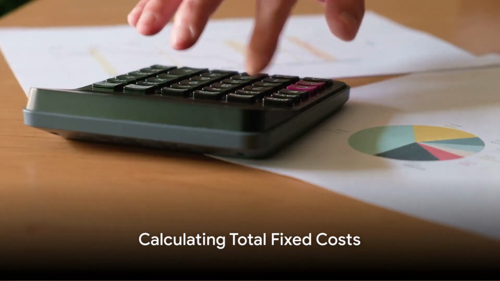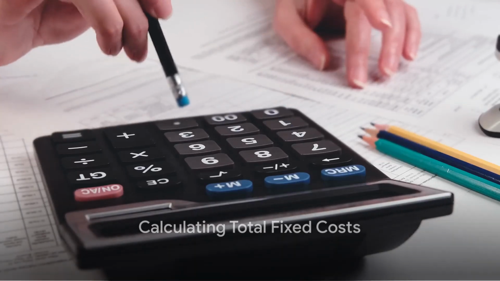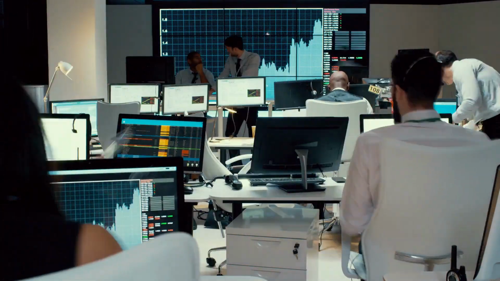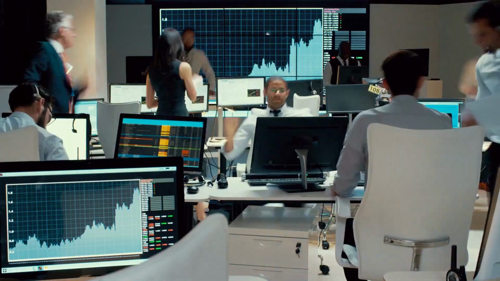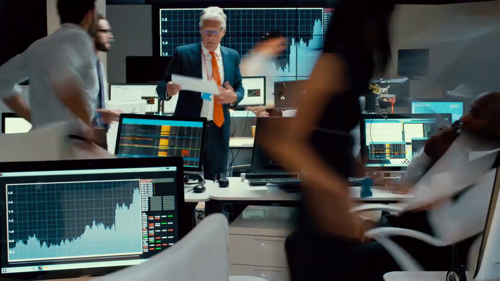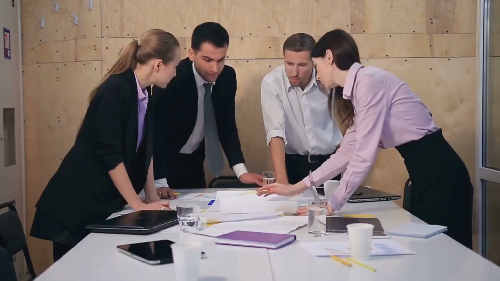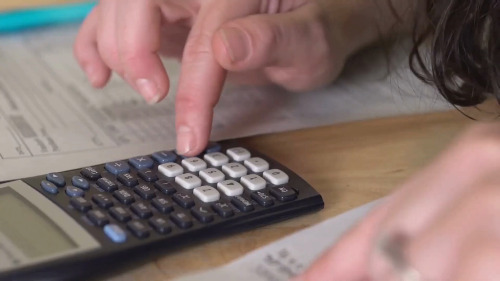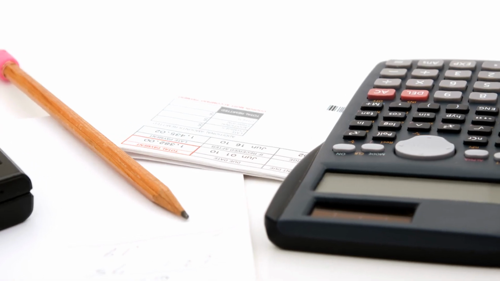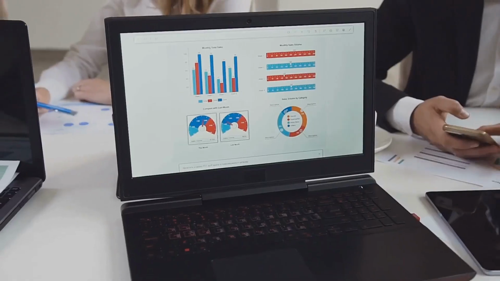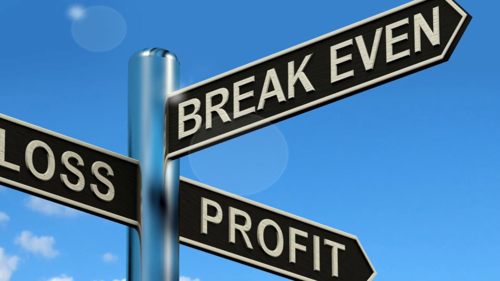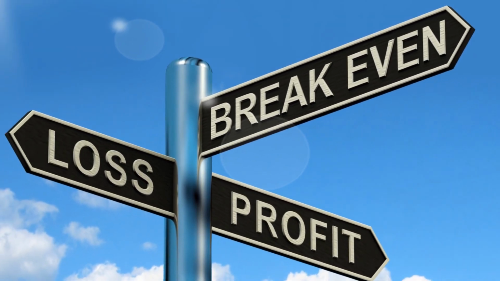Now, total up your fixed costs. It's time to pull out the calculator and start adding. Remember, these fixed costs are expenses that remain the same no matter how much you produce or sell. Think rent, salaries, insurance. They're consistent, they're reliable, and they're non-negotiable. Add each one together, and voila! You've got your total fixed costs. This figure is a crucial part of your break-even analysis. With your total fixed costs in hand, you're halfway there.